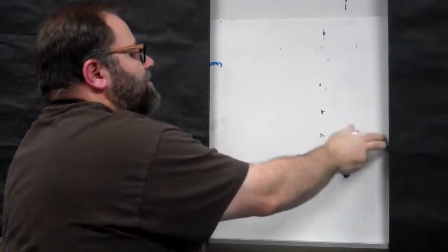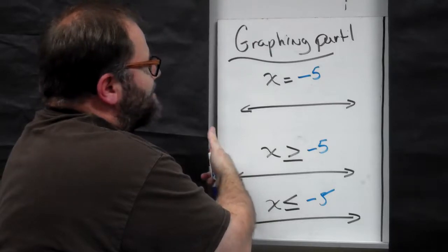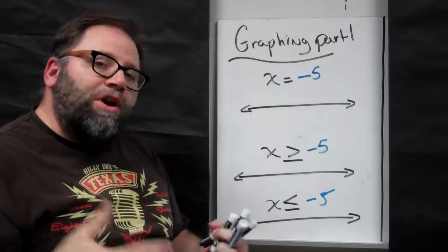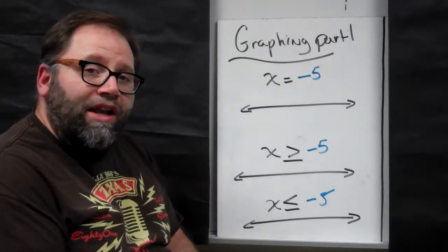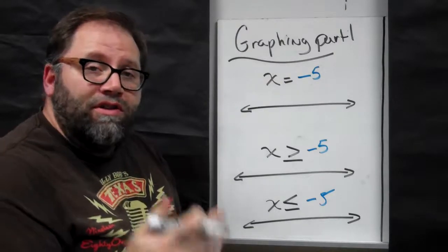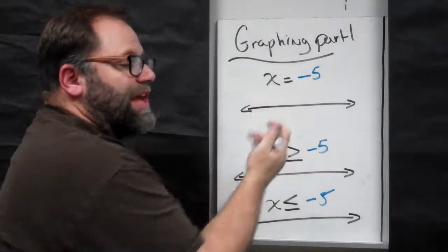Now, what does that actually mean? It probably makes a little more sense in practice than it does in explanation. So this is how we're going to graph these. And what we know already is we know how to graph a point. So let's start there. Here we have x equals -5.